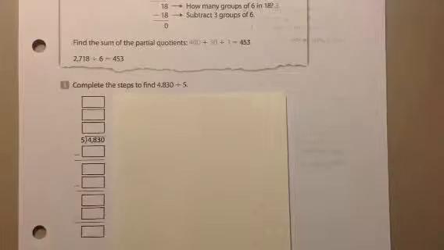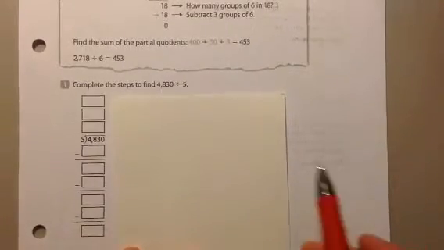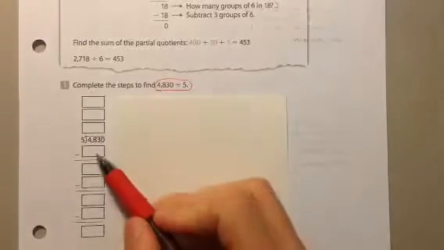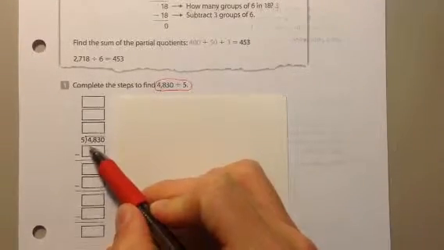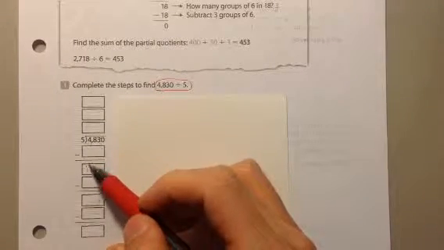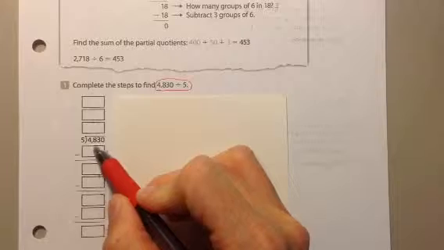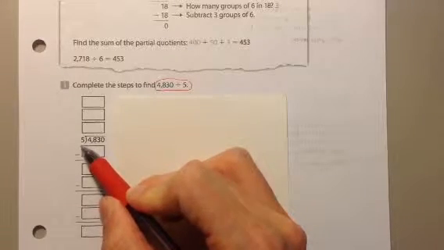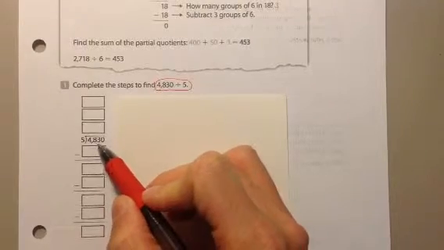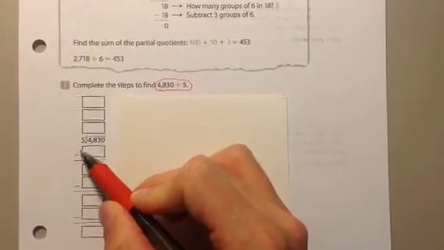Okay, the directions say complete the steps to find 4,830 divided by 5. Step 1 that we learned in whole group is that we need to set up our division expression as if it was a division problem. So we do 4,830 divided by 5, which our worksheet has already done for us, which shows our dividend is 4,830 divided by our divisor of 5. Basically, I'm trying to take 4,830 and put it into 5 equal groups.